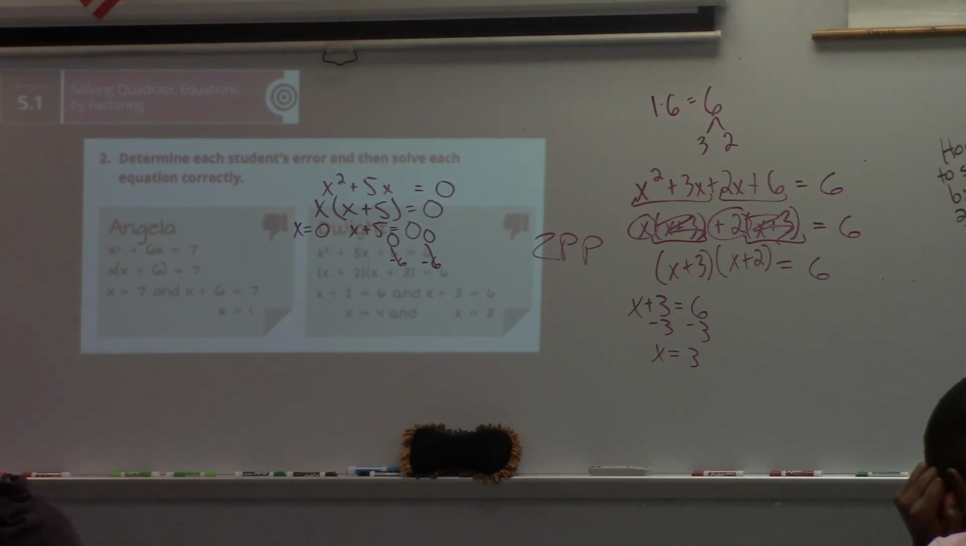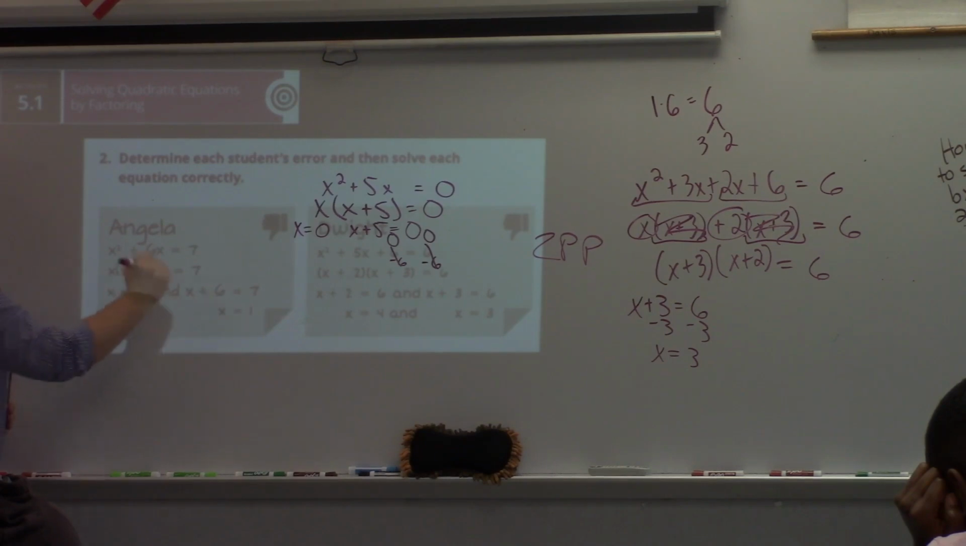Remember, we're not just factoring for factoring's sake, we're factoring so that we can use what property to solve that equation? Zero product property. But if your equation does not equal 0, you cannot use the zero product property. What should Angela have done first?